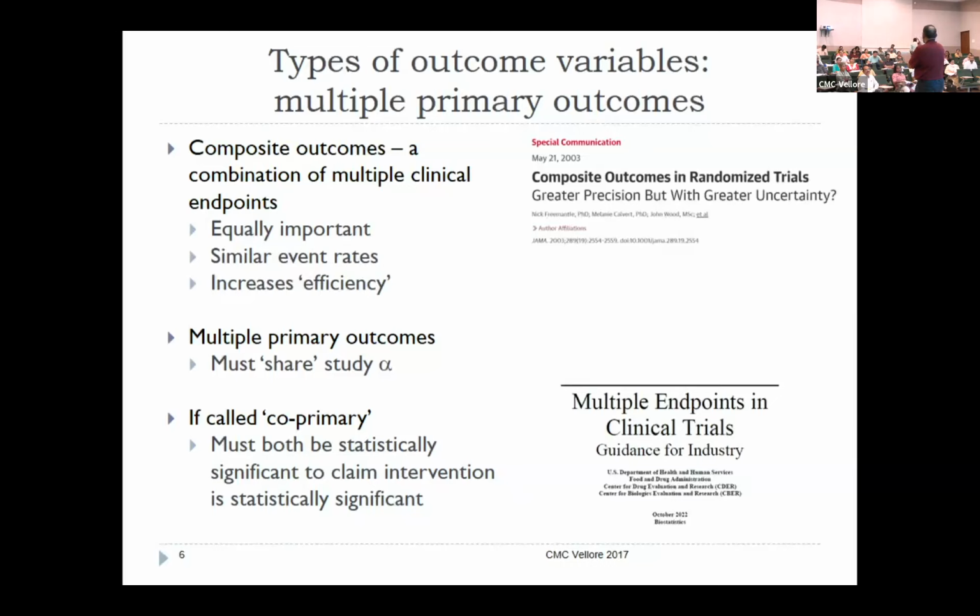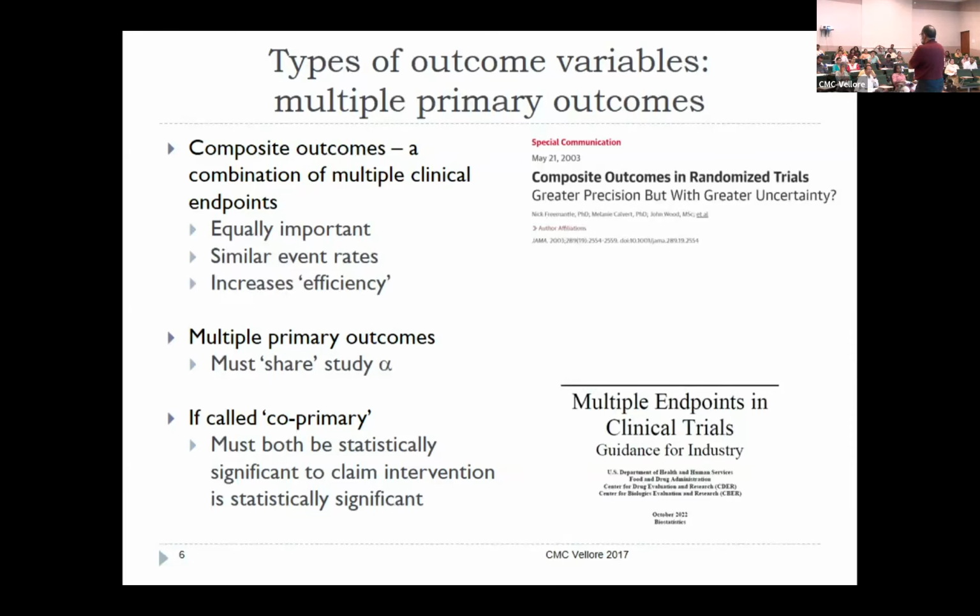However, if you say I have two co-primary outcomes, the US FDA says, fine, you can do that. You can share the alpha whichever way you want. That's no problem. But if you call them co-primary, you better get significance in both before you say that the study intervention is effective. It's just forcing you to do it. And I've had to correct multiple investigators in our team because it's very sad.